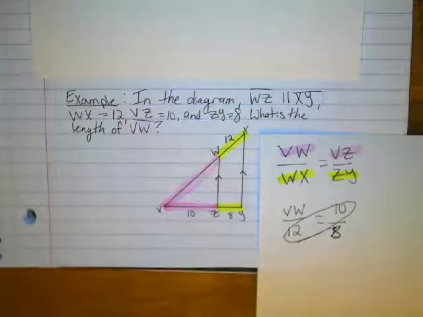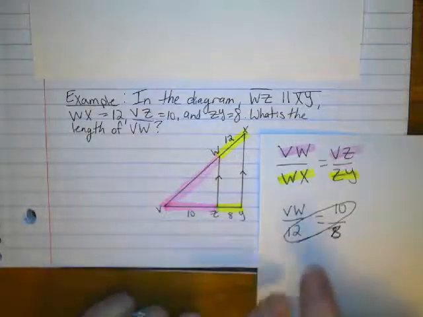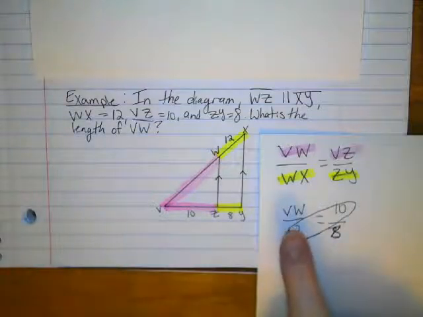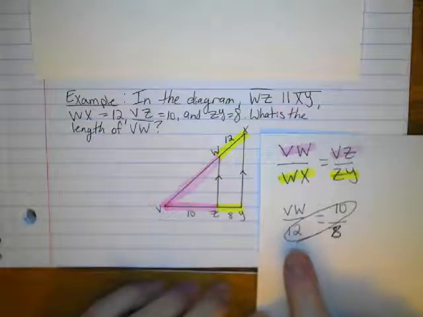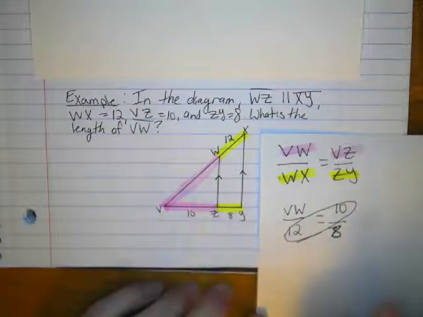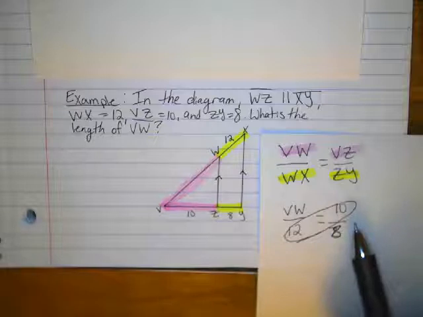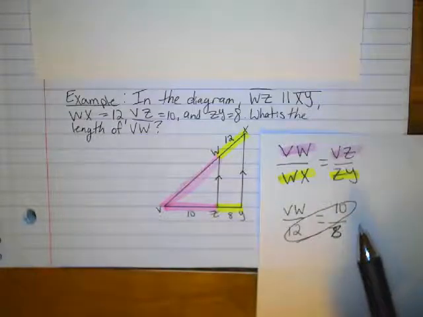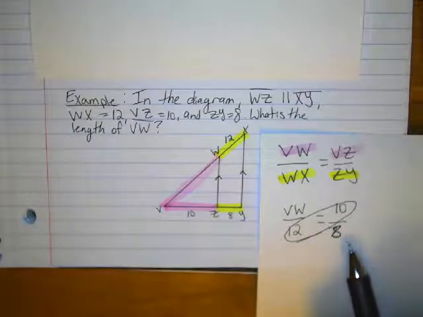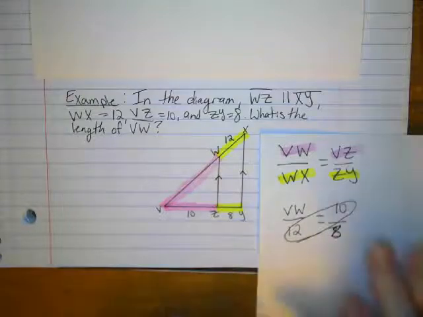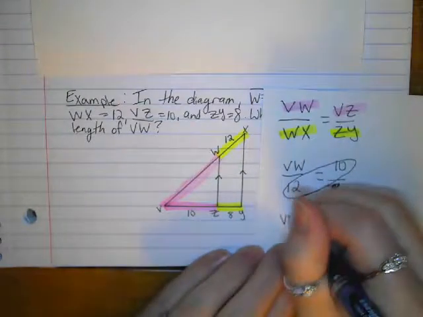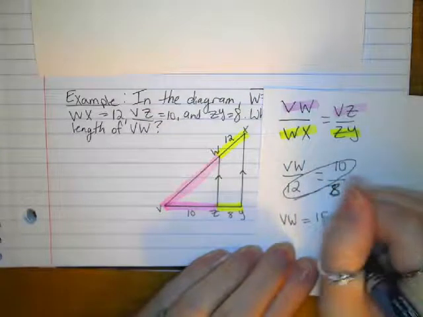Now, if we plug in our known values, we get VW, which is what we're trying to solve for, over 12, which is what WX is. We know VZ is 10 and ZY is 8. So to solve for VW, you must cross multiply, so the 12 and the 10, multiply those together and divide by the remainder, which is 8, and you should get 15. So we get VW equals 15.